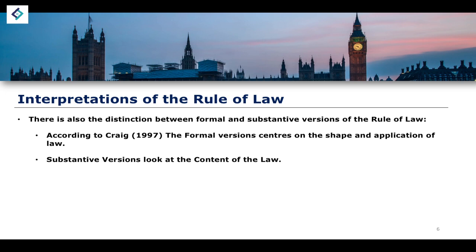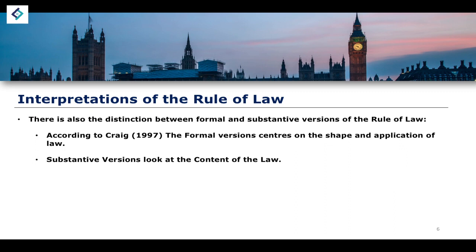Whereas the substantive version of the rule of law doesn't necessarily look at the law as a whole entity, but it looks at specific substantive ideas relating to the content of the law, what the law actually says, what different laws say, how these laws are applied, and principles that are applied therein. So these are other ways in which we can delineate between a formal versus a substantive rule of law.